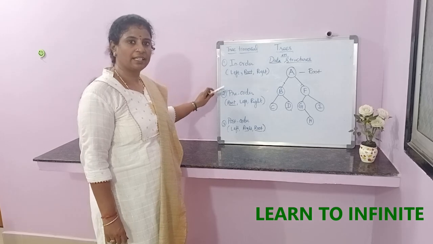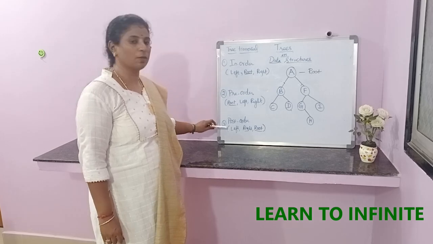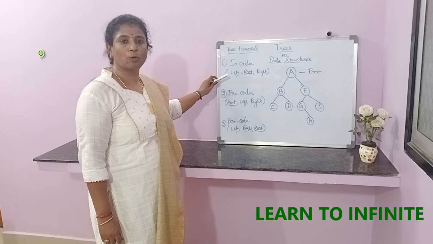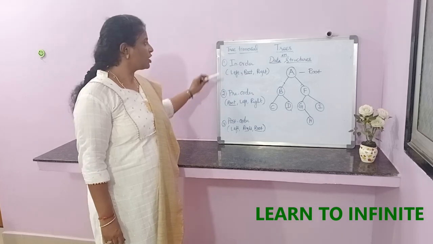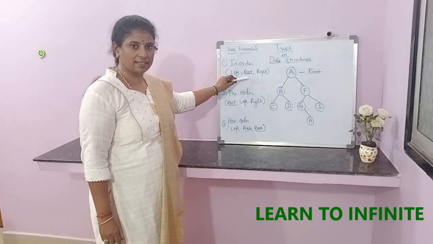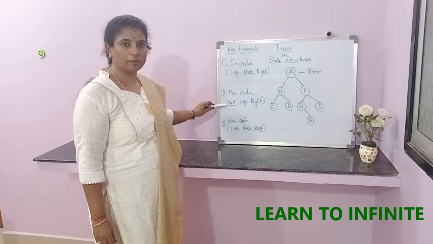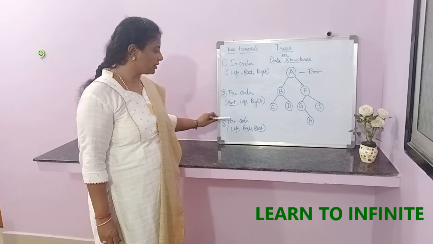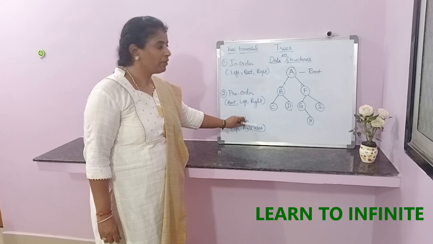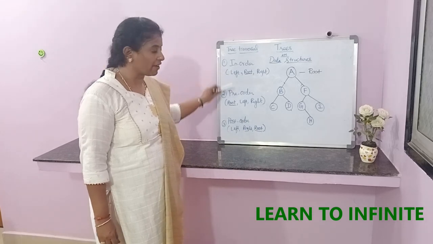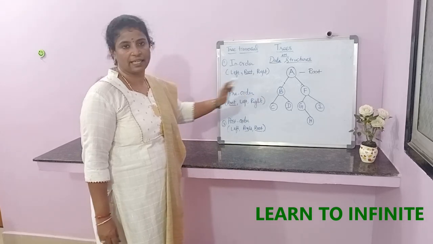First is your in-order, next is your pre-order, and next is your post-order. So it depends upon where the root node is. In in-order traversal, the root will be in the center. In pre-order, the root will be first, and in post-order, the root will be last. So we will verify this, or we will traverse this tree using a simple example.